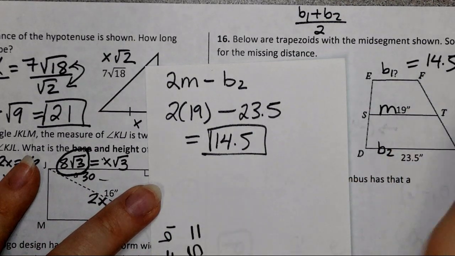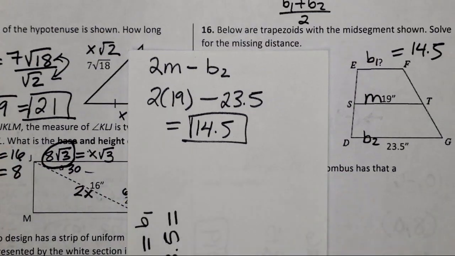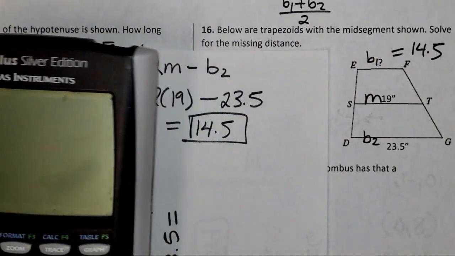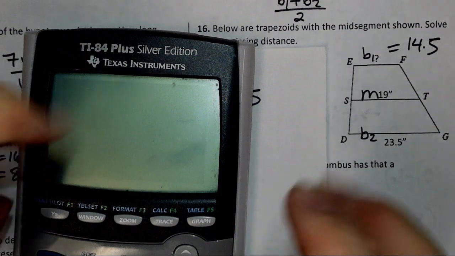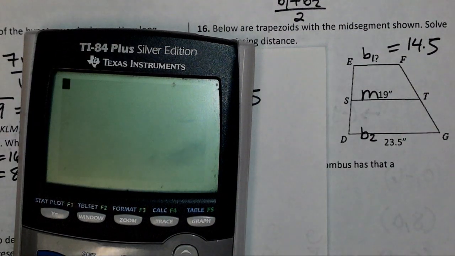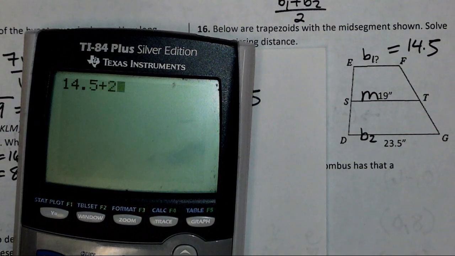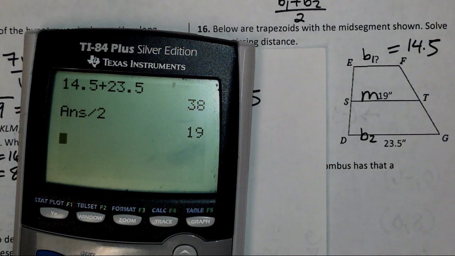And of course, you can always double check your answer by going the other way. So like if I was trying to solve for my mid-segment, then I would do 14.5 plus 23.5 divided by 2 gives me 19. So I know I did it right.